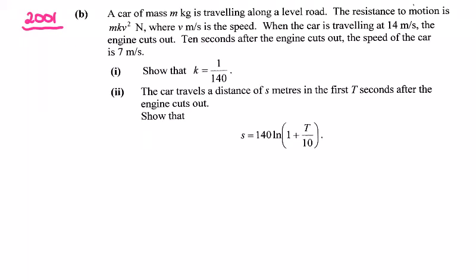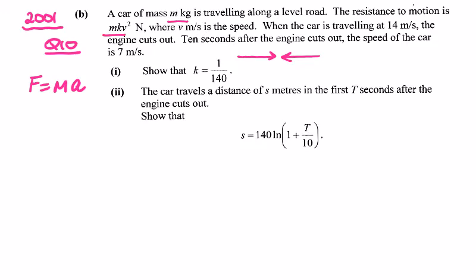This is 2001, question 10. A car of mass m kilograms is traveling along a level road, and there is resistance to motion. So we have a car going this way, and there's resistance to motion. So we have forces. You know straight away you're going to be dealing with forces equal to ma to get the acceleration into this question.